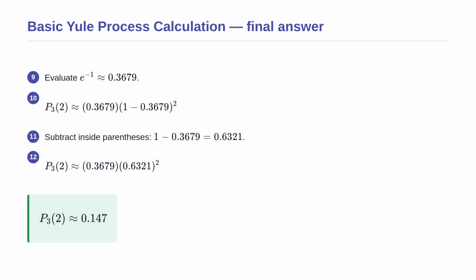For the final steps, we evaluate e to the power of -1, which is approximately 0.3679. We substitute this decimal into the equation. Subtracting it from 1 gives us 0.6321. We square that number and multiply it by the first term. The final result is approximately 0.147. This means there is a 14.7% chance the colony contains exactly 3 bacteria after 2 hours.